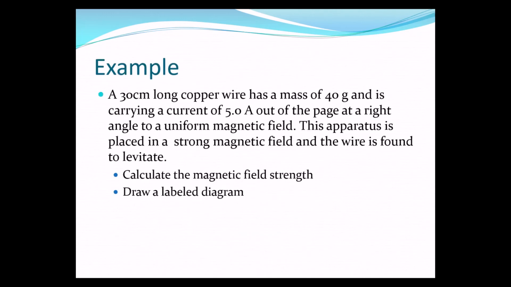Okay, so here's another type of example. A 30 centimeter long copper wire has a mass of 40 grams and is carrying a current of 5 amps out of the page at a right angle to a uniform magnetic field. You can see the right angle shows us that it's perpendicular, which it will be almost all the time. This apparatus is placed in a strong magnetic field and the wire is found to levitate. Calculate the magnetic field strength and draw a labeled diagram. Okay, so let's try this out. Let me get my camera out and we will do this.